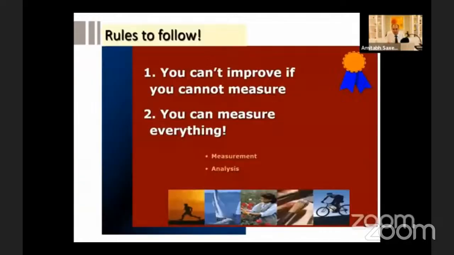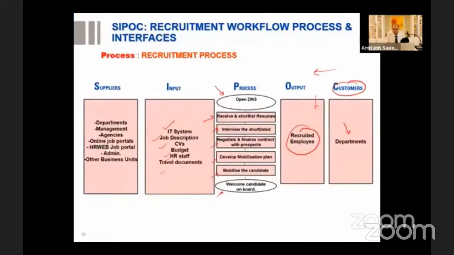And also, one more thing. You might be wondering, what happens if there are no measures? I told you, we have to work on CTQs. The measures on the outputs we call Y. What is the measure on my output? For the recruited employee here, it is the recruitment cycle time. Another measure could be the quality of the recruit, whether suitable or not suitable.